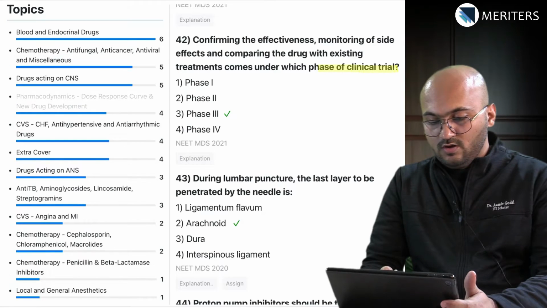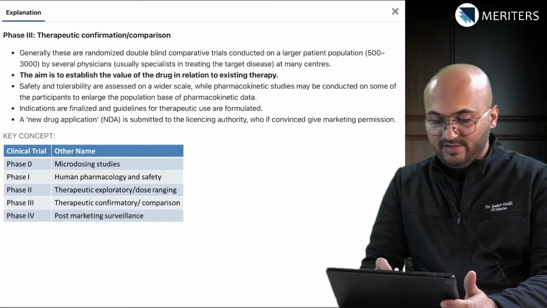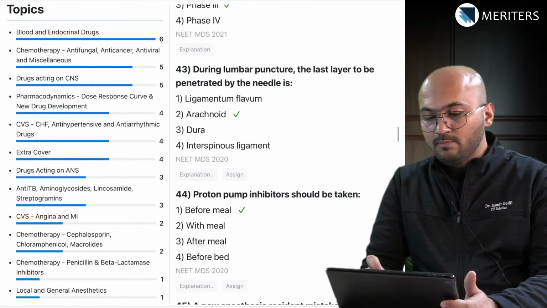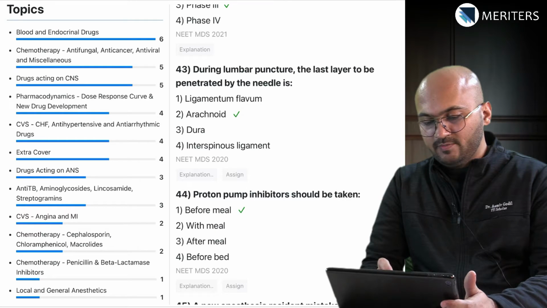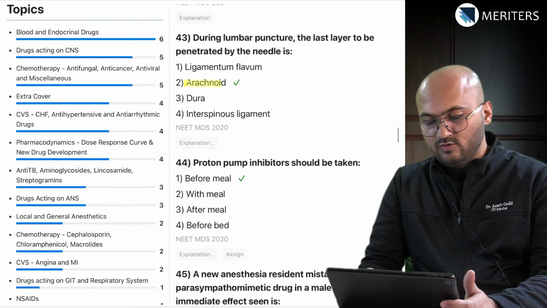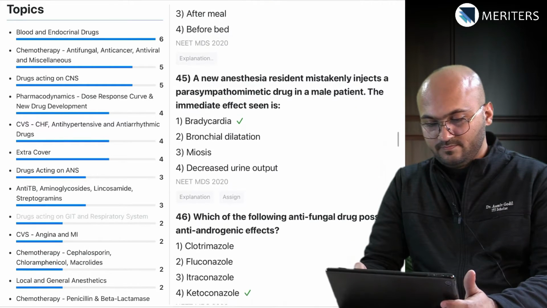Again, phases of clinical trial, very important. Go through all the explanations regarding the phase. The key concept, this table is very important. During lumbar puncture, the last layer to be penetrated by the needle is arachnoid. That's a question on general anesthetics and local anesthetics. Proton pump inhibitor is given before meal, GIT.